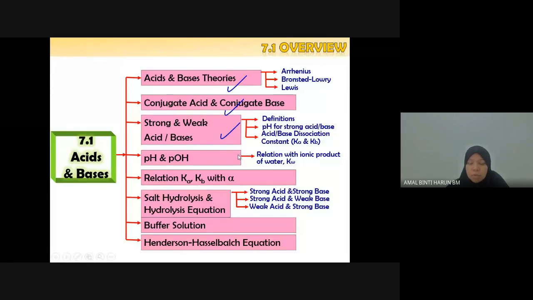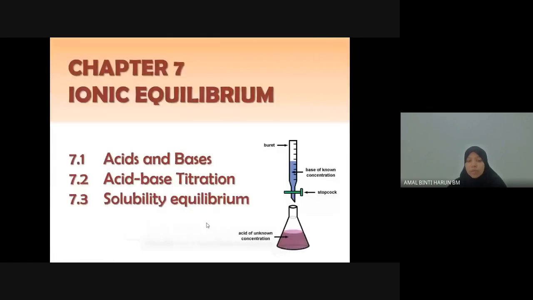And then we try to relate the pH and the pOH using Kw, and using the Ka or Kb with the alpha or degree of dissociation to solve the problems regarding pH. Okay. Then we have the salt hydrolysis and the hydrolysis equation that involve three acid-base conditions. Okay. And the last one is to calculate the pH or pOH of the buffer solution using the Henderson-Hasselbalch equation.